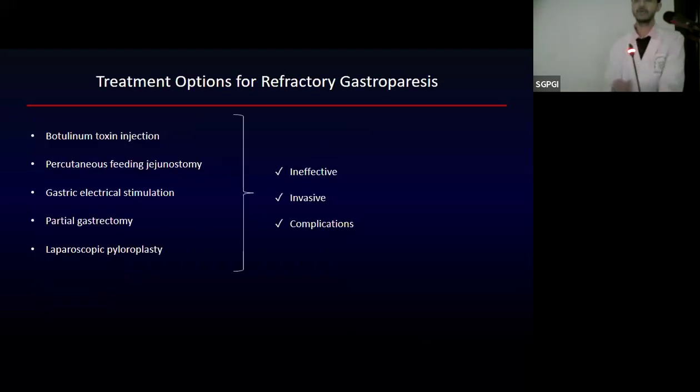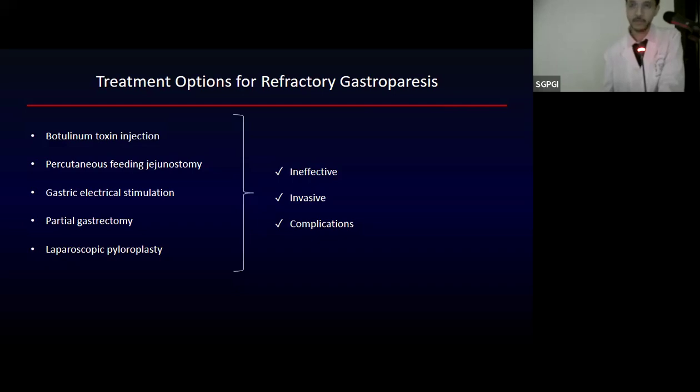So what are the treatment options available for refractory gastroparesis? There is an option of botulinum toxin injection. However, it has a high recurrence rate of about 60% at 5 years. Its efficacy is around 40 to 50%. Percutaneous FJ is again a surgical procedure with its own complications. Gastric electrical stimulation is not available everywhere and is costly. Partial gastrectomy is again a surgical procedure.